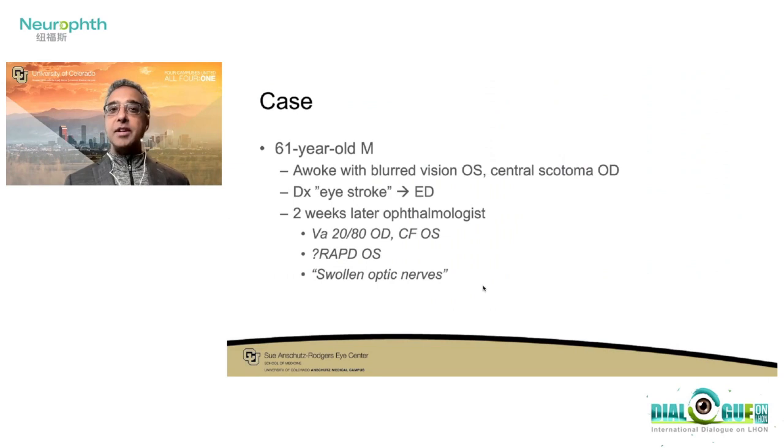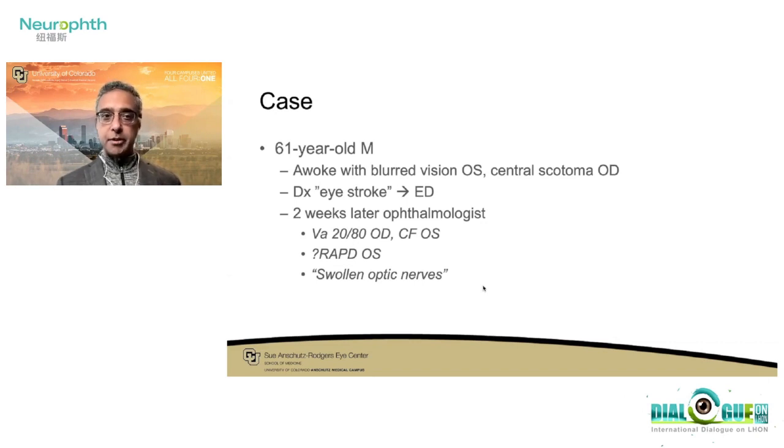But what about this 61-year-old man? He awoke with blurred vision in his left eye and a central scotoma in his right eye. He said these came on at the same time. He went to see an optometrist. The optometrist diagnosed him with an eye stroke and sent him to an emergency department. And in the emergency department, they did the things they usually do. They did a CT of his head. They did a CTA of his head and neck with this diagnosis of eye stroke. They did an MRI of his brain and orbits that was unrevealing, normal.